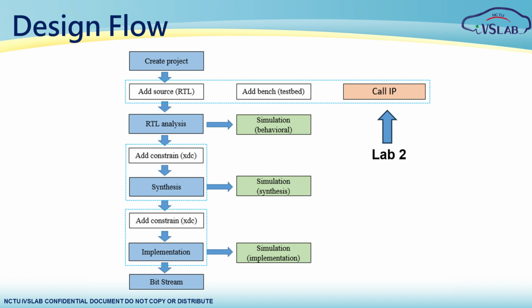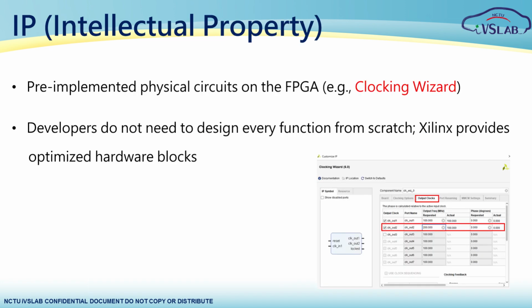Let's take a look at the experimental flowchart. In principle, the overall structure is quite similar to Lab 1, but we've added a step to instantiate the IP core, which is the main focus of today's lab. Here, I'd like to give you a quick intro to what an IP actually is. In the world of FPGA, an IP refers to a pre-designed and optimized hardware block. Think of it like building a house. Instead of molding your own bricks from scratch, you can directly use these prefabricated components.